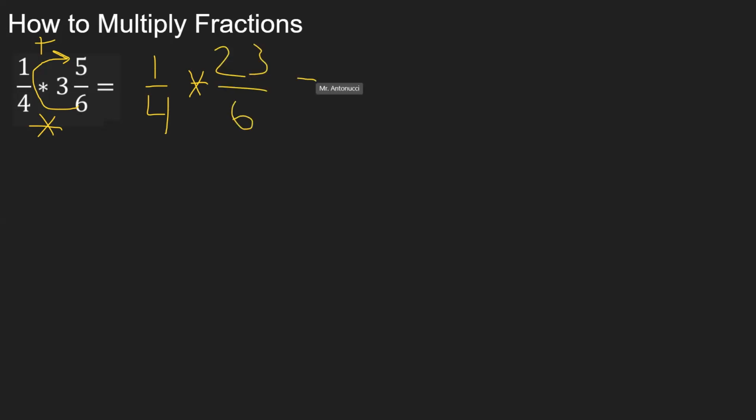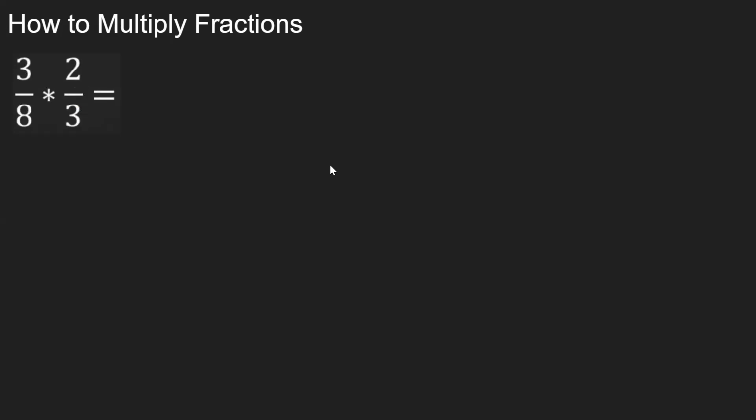sixths. And then when you multiply fractions again straight across, numerator, 1 times 23 is 23, 4 times 6 is 24. Again, no common factors, and it's not an improper fraction, so you can't simplify. It already is in simplest form.